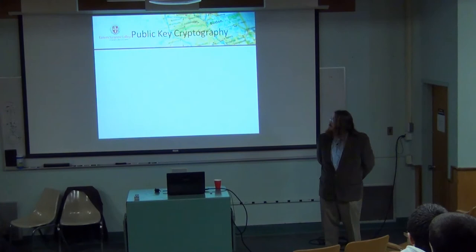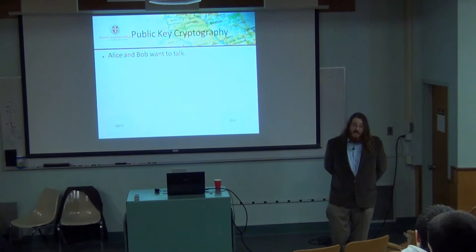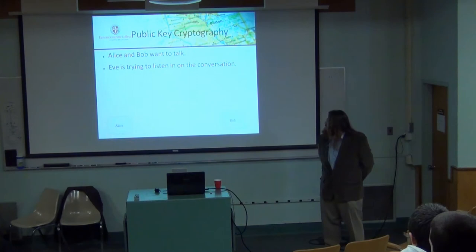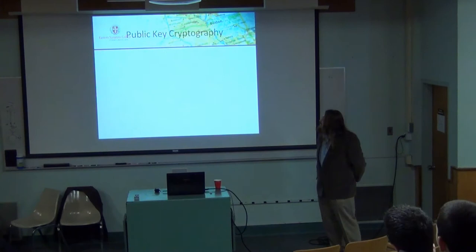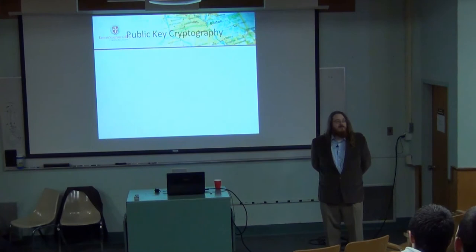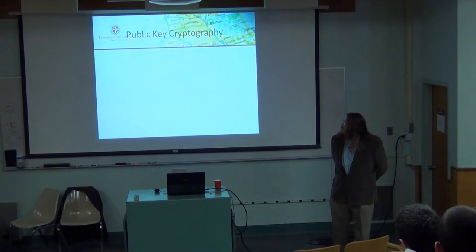So Alice and Bob want to talk. Eve wants to listen. So how can Alice and Bob talk with Eve in the middle of them, right? There's no way for them to get rid of Eve. So how can they still talk to each other? Well, it turns out public key cryptography has the answer.